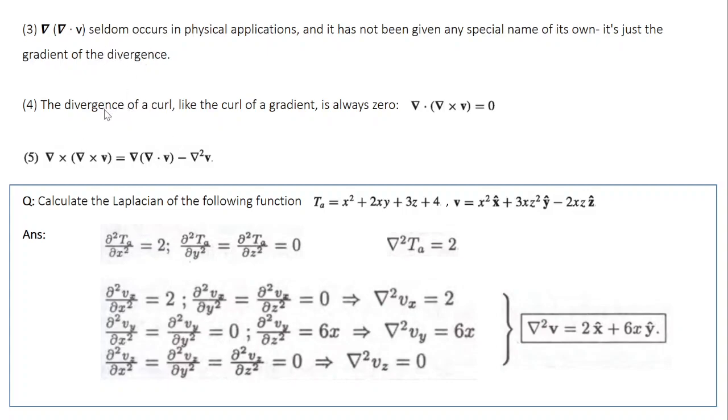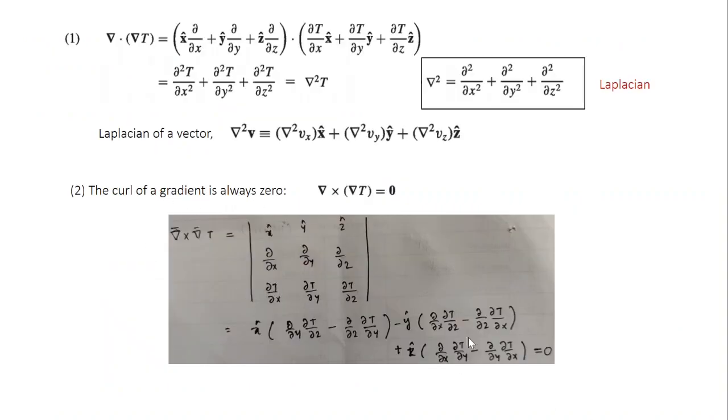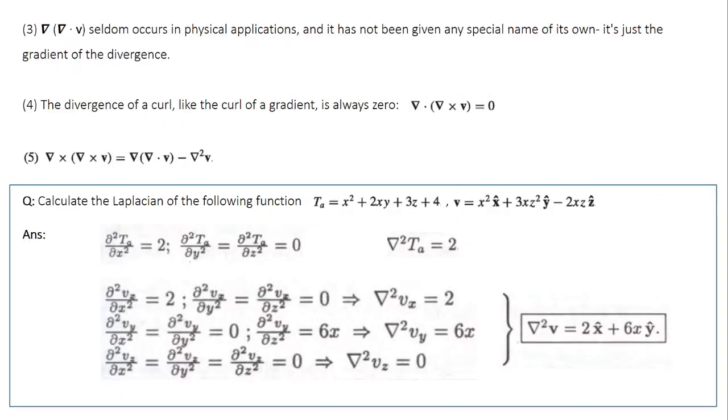Moving on to second derivative of curl. First, divergence of curl. Now if you expand this and write it in a determinant form, just like the previous case of curl of gradient, you will find that the divergence of curl is also 0. So you can do this as a homework.